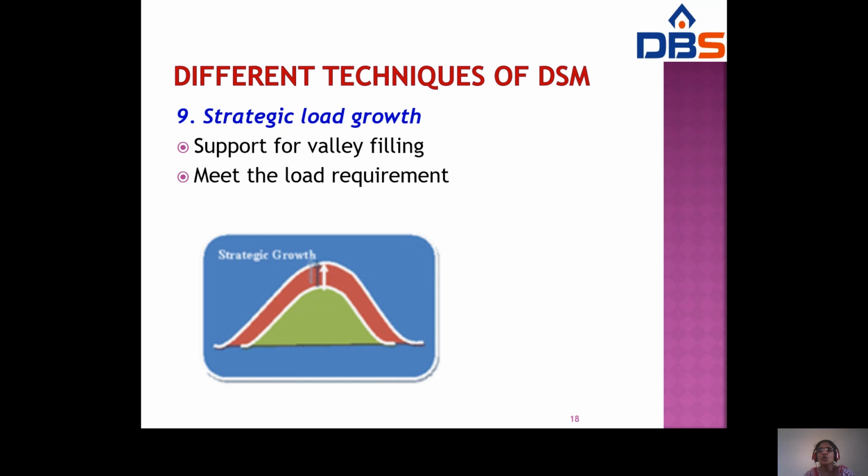Next, strategic load growth. It supports valley filling and it meets the load requirement, whatever load requirement you have. That means we have to improve the load growth. Strategic conservation is the load shape change that results in utility conservation, so it supports valley filling and meets the load requirements.